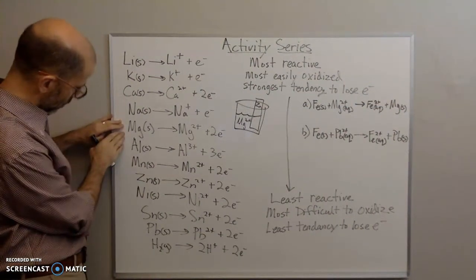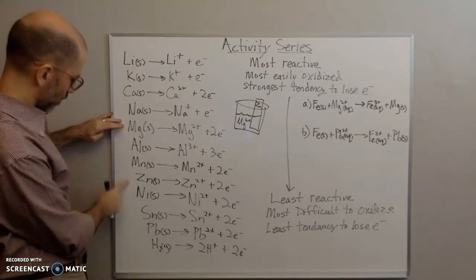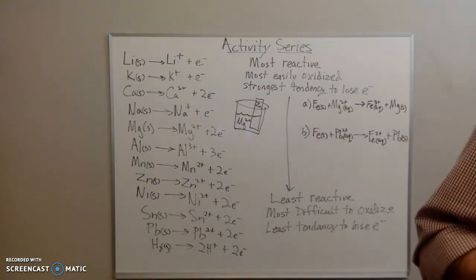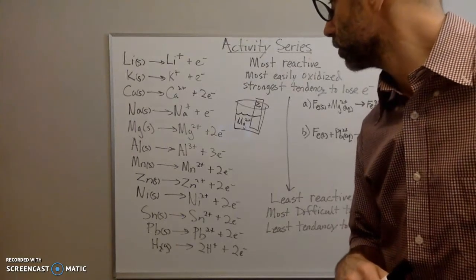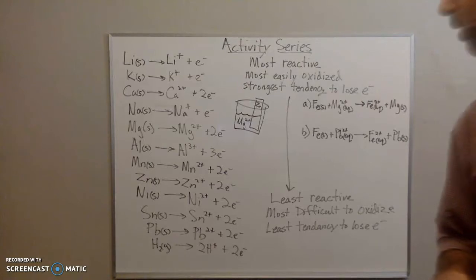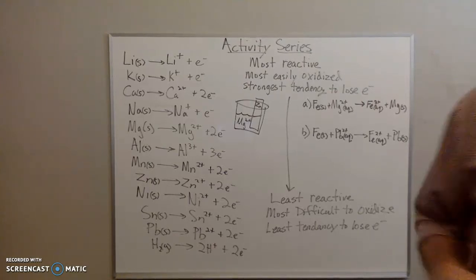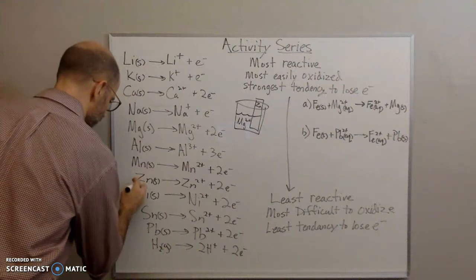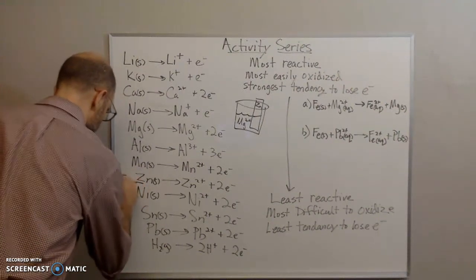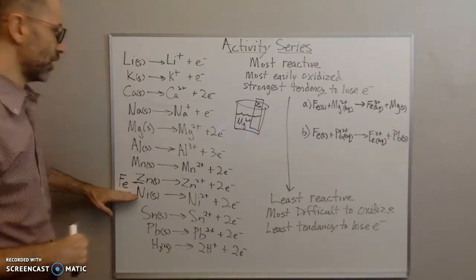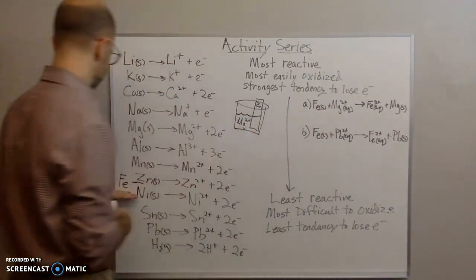Where did I put iron? I don't find iron here. Maybe I didn't put it down in the book. Iron is after chromium. So zinc, chromium, nickel. Oh, iron. I forgot to put iron. So it's after zinc. It's in between here. So iron is actually here. So iron is down here, and then magnesium is up here.